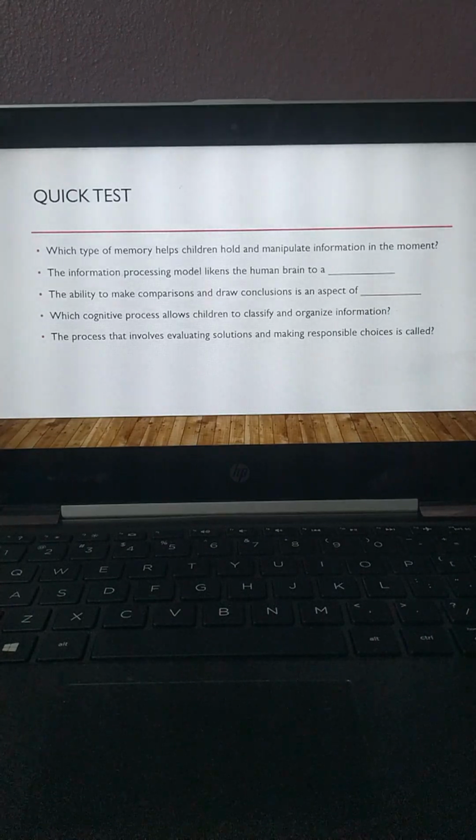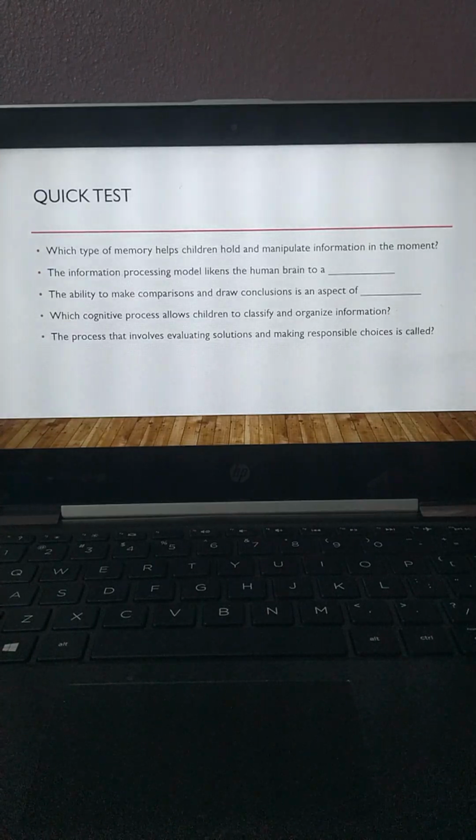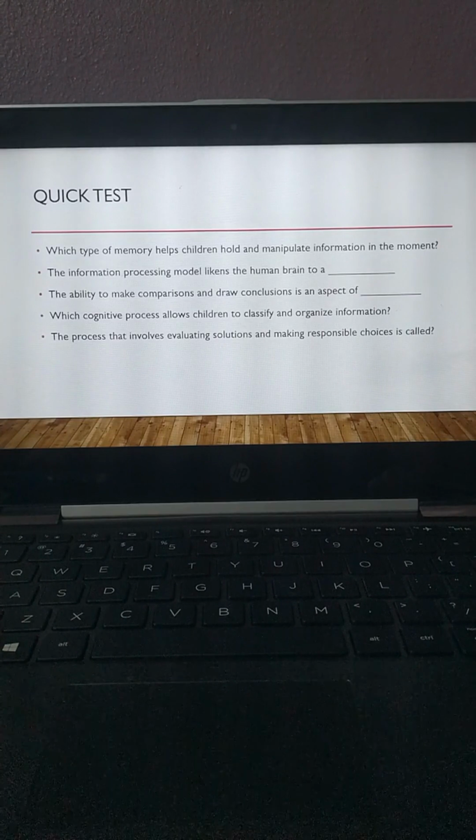When you come across questions like this, always look out for in the moment or in the future, because you're likely to mix them up. The short-term memory helps children hold and manipulate information in the moment, in the present, and long-term memory helps children to store knowledge for future use and even for a lifetime. The information processing model likens the human brain to a computer.